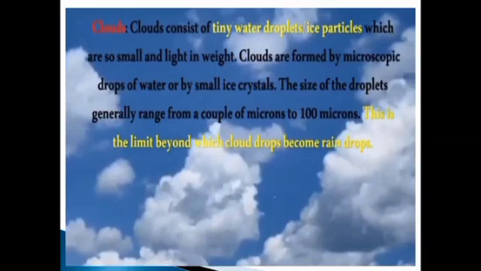Then, the size of the droplets generally ranges from a couple of microns to 100 microns. This is the limit beyond which cloud drops become raindrops. So, when the size of the water droplets crosses the limit of 100 microns, the cloud will burst in the form of raindrops. So, cloud is one form of condensation.